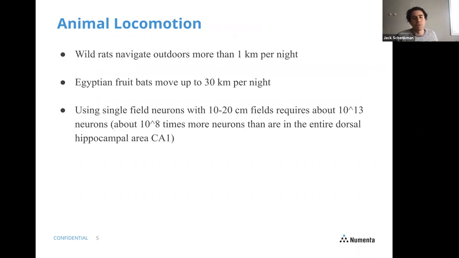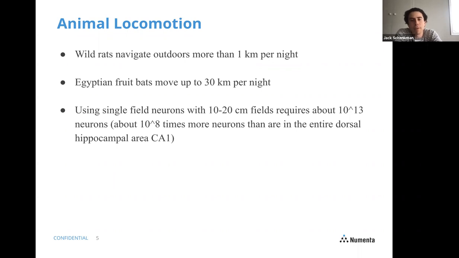And so this research, which is focused on small environments, is in pretty stark contrast to the actual behavior of animals. Just to provide some examples, rats can navigate more than 1 kilometer per night, and Egyptian fruit bats will move up to 30 kilometers per night.